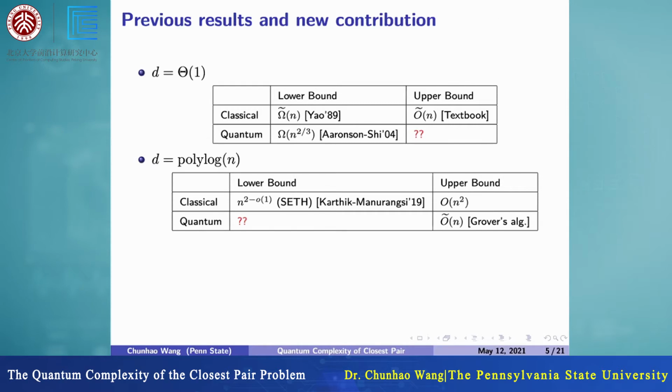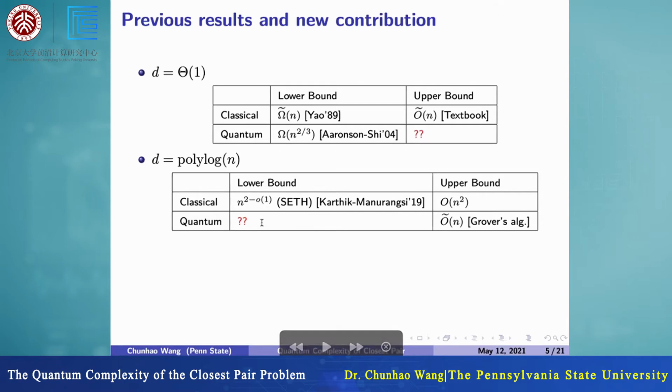And when the dimension is higher, we knew everything except for the quantum lower bound. The quantum upper bound is trivial. Because we have the brute force search algorithm, you just apply Grover and you get a near linear quantum upper bound. But we didn't know the quantum lower bound.